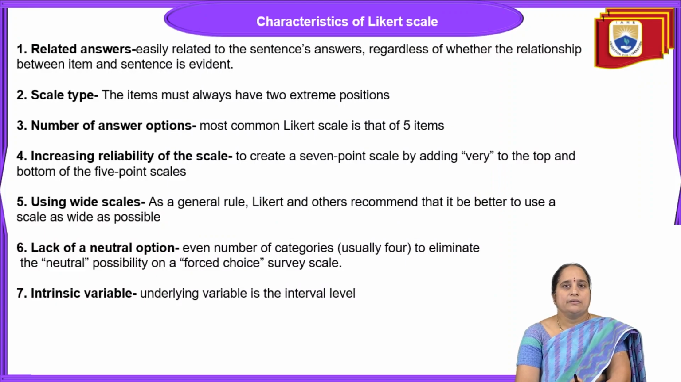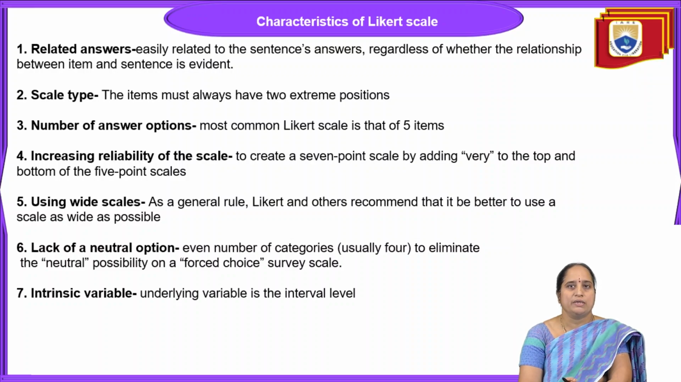Then coming to the characteristics of Likert scale, the first one is related answers. So people will have the options given to them, and out of those options only, they need to select one. So easily related to the sentences answers, regardless of whether the relationship between item and sentence is evident. Everything is readily available. Just the people have to choose among the available options.